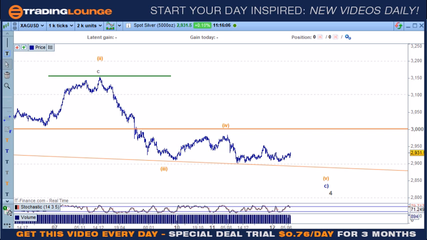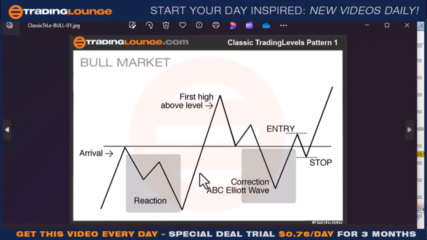But if you're not here at the time, then we're looking for a classic trading levels pattern across this level, across the $30 mark here. That would be the entry at that point. So the arrival, the reaction, the first high above the level, the ABC, and that's just this standard picture here. If this is the level here, then you have to wait for the first high above the level, then that becomes the trigger. And once you're buying new highs, if the market is pushing up and going through old highs, it's telling you that it's strong, and that's when you need to step on that wave.